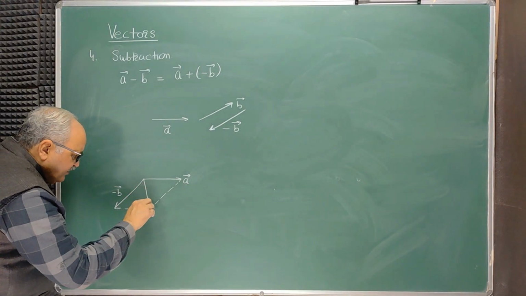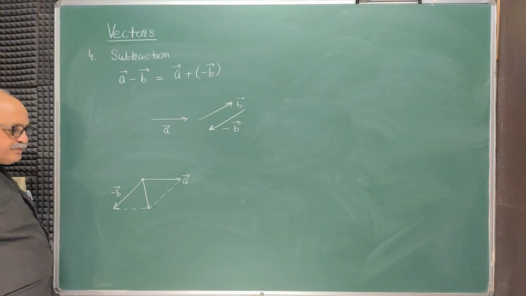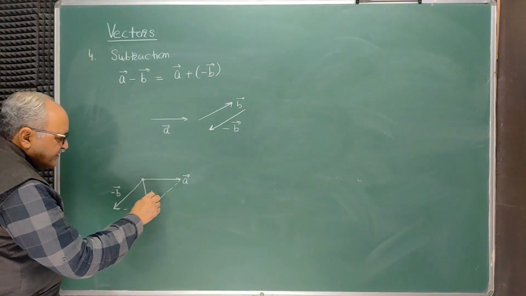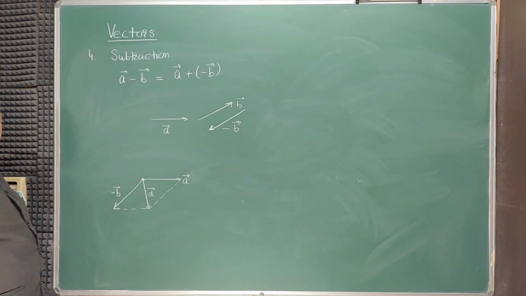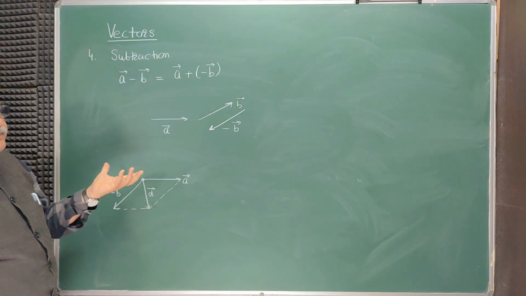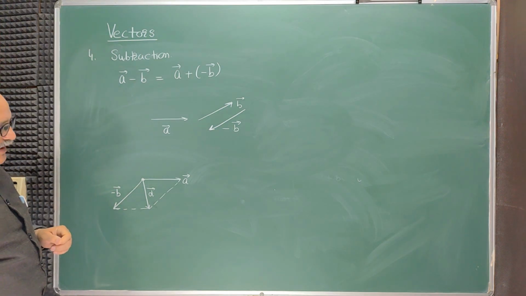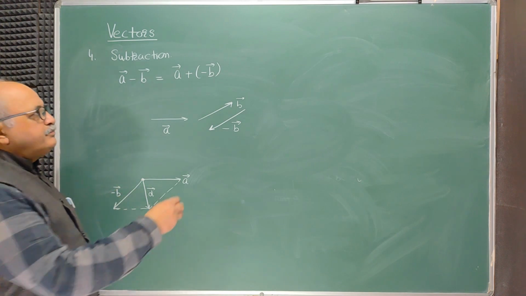Then this diagonal, which is starting from their common point, that is A and minus B. Let's say this vector is D vector. This diagonal is going to give you the difference of the two vectors, or you can say subtraction of the two vectors, A minus B vector. Let's look at it from the analytical point of view.